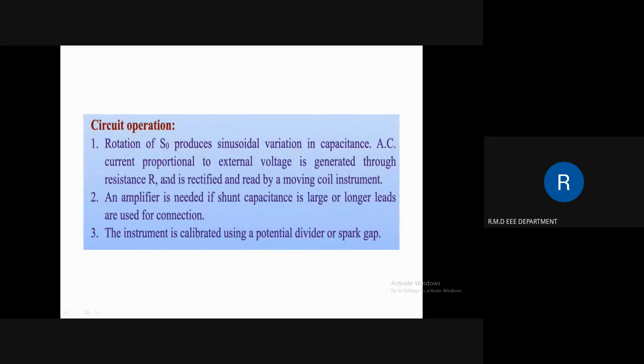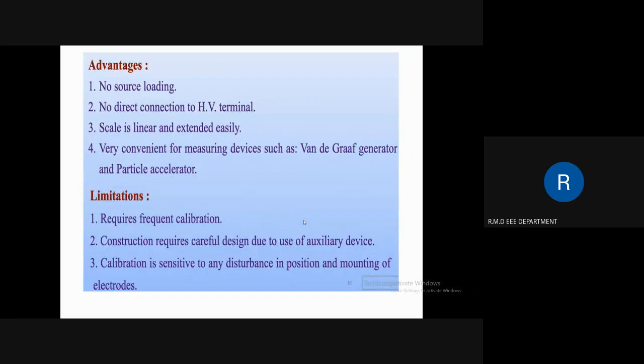Circuit operation: the rotation of S naught produces the sinusoidal variation in the capacitance. The AC current proportional to the external voltage is generated through the resistance, rectified, and measured by the moving coil instrument. If its value is small, we need an amplifier to magnify it. This instrument is calibrated by a potential divider or a spark gap.